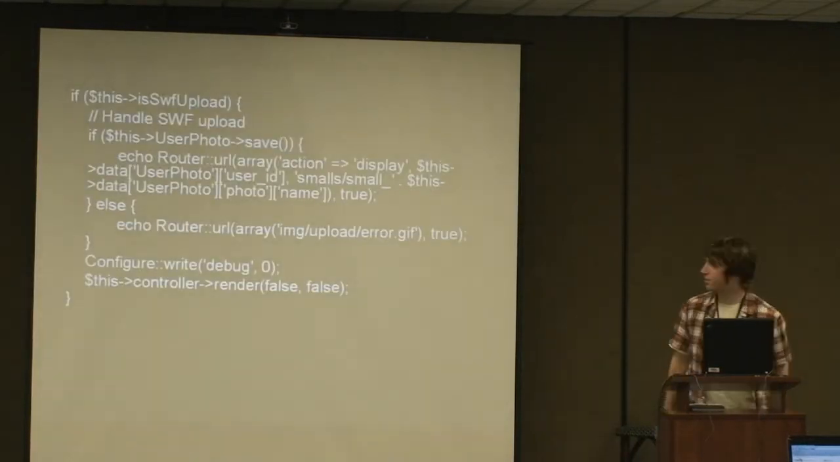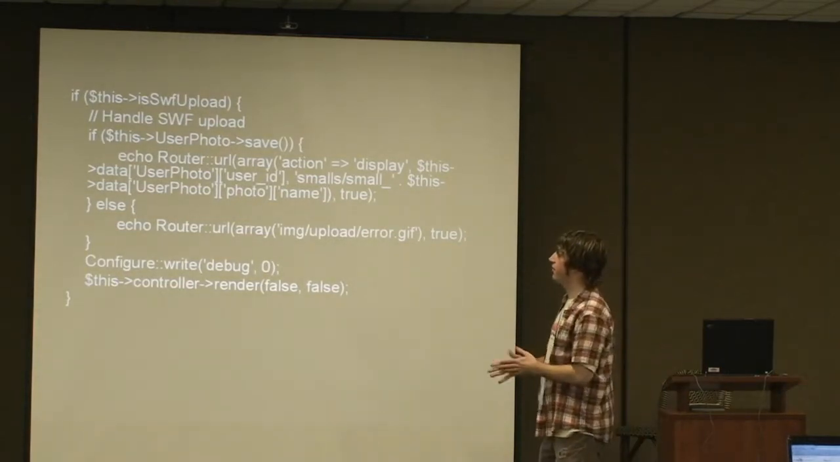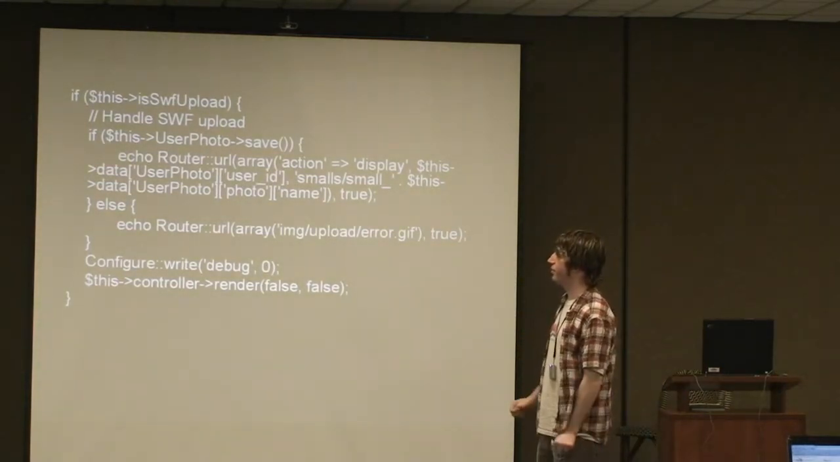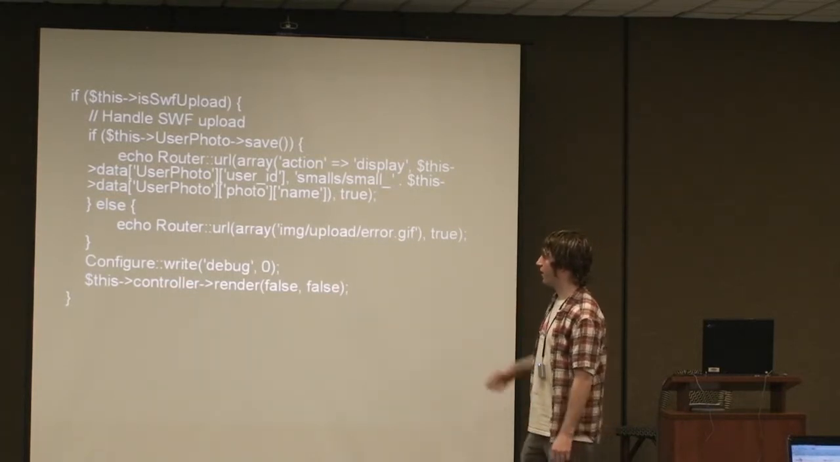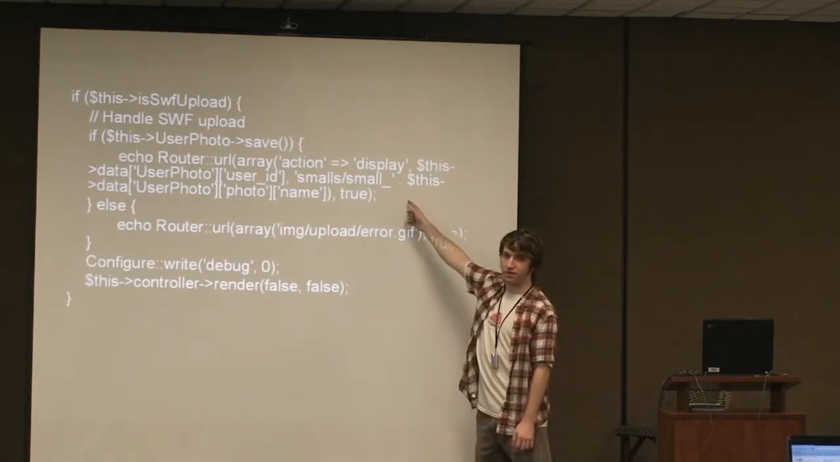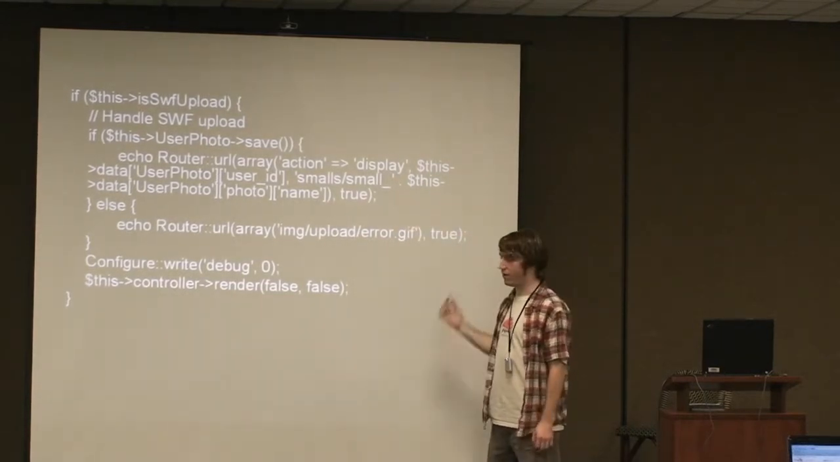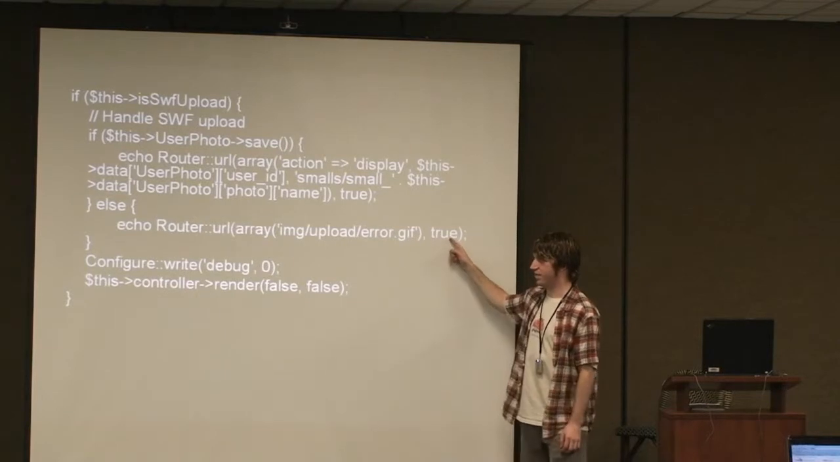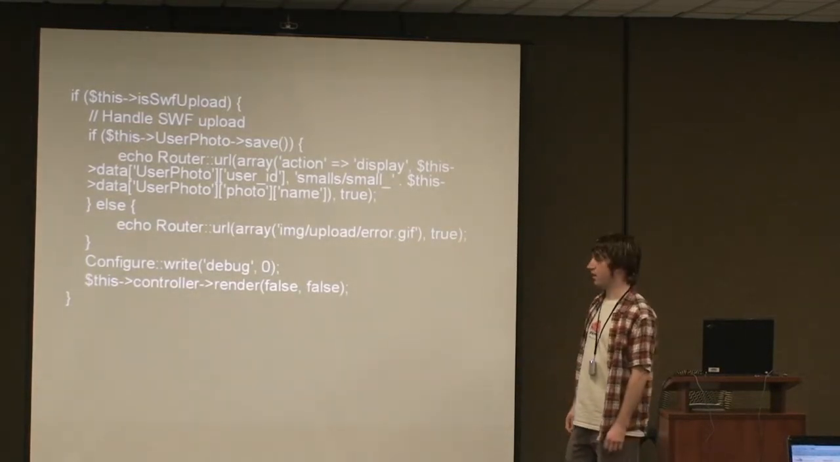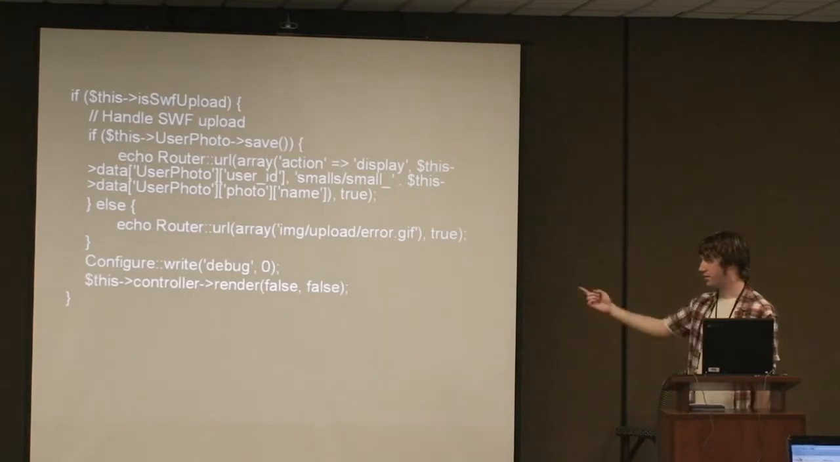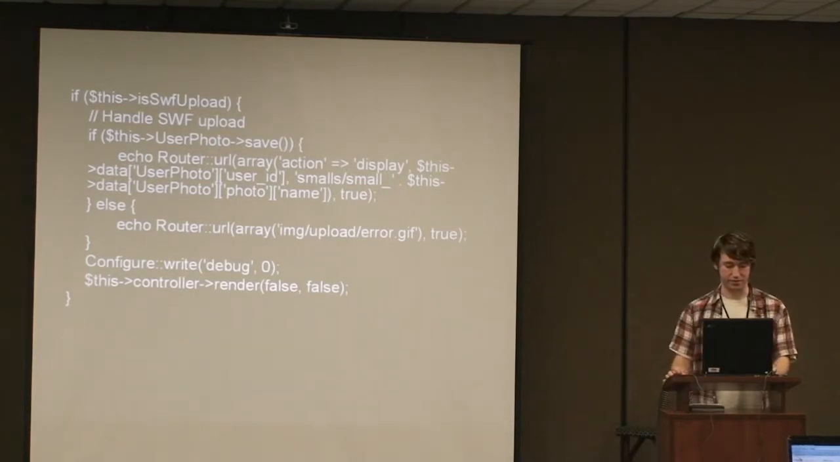There we go. So if it's Swift Upload, which is the component I use to check, then save it, and then I'm echoing the thumbnail path with the router. Else, if there's an error, we're going to echo the error image. And then make sure that the debugger stuff doesn't show up.